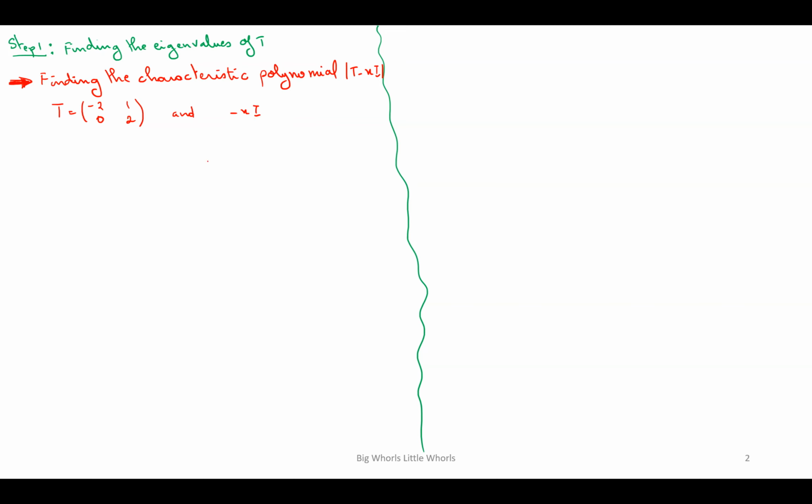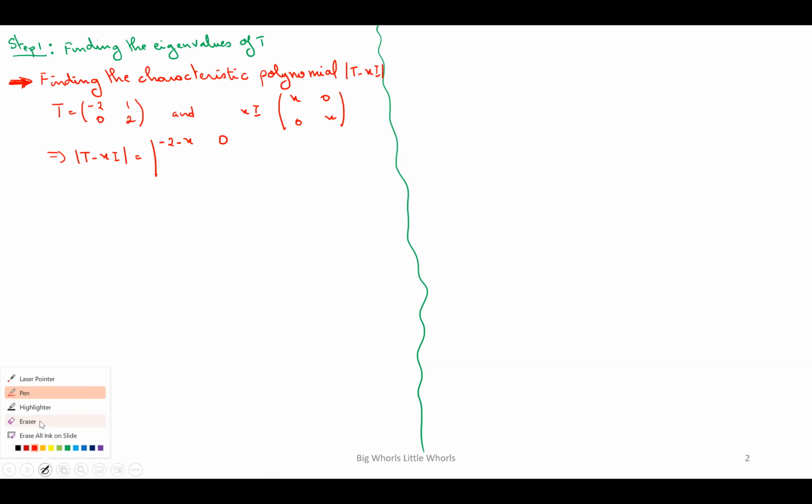I is the identity matrix, so we have a 2 by 2 matrix, x, 0, 0, x. That means the determinant of T minus xI equals the determinant of minus 2 minus x, sorry, 1, not 0, is 1. So we are doing minus 2 minus x is minus 2 minus x. 1 minus 0 is just 1. 0 minus 0 is 0. 2 minus x is 2 minus x.